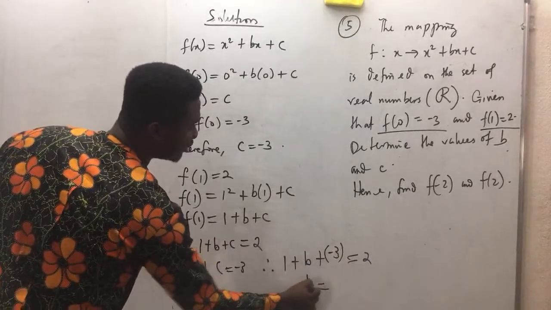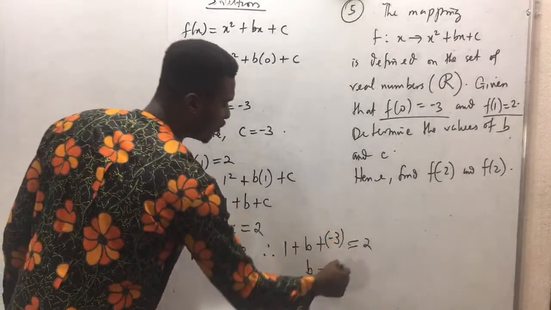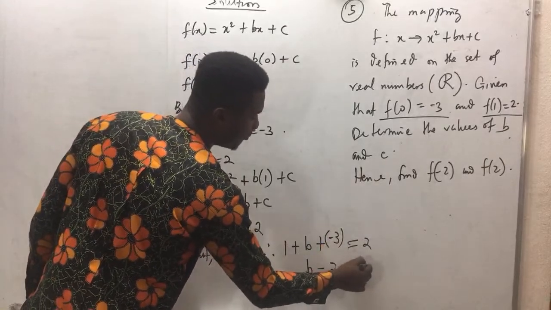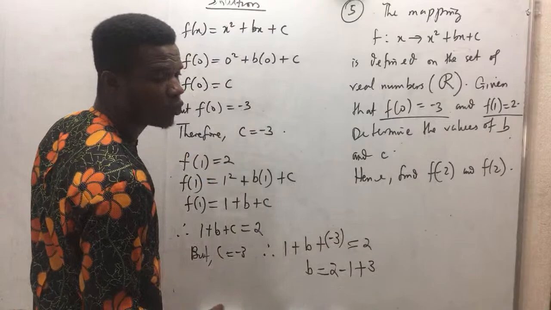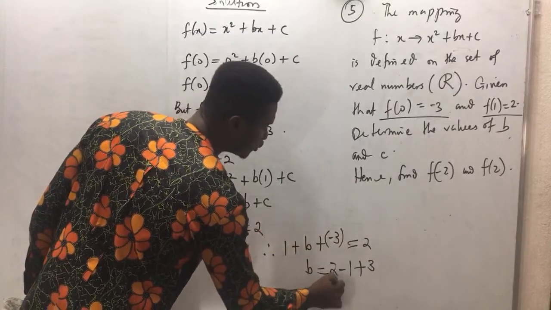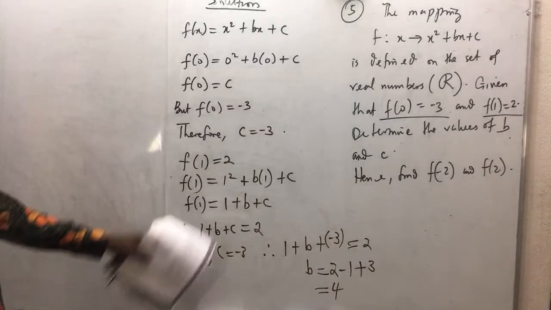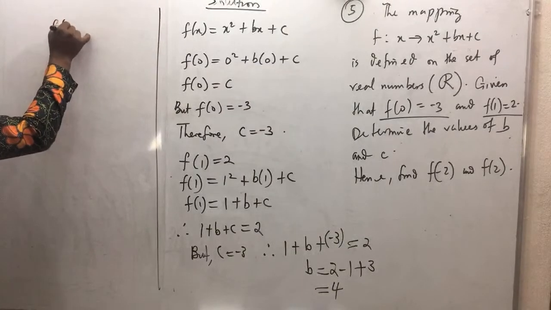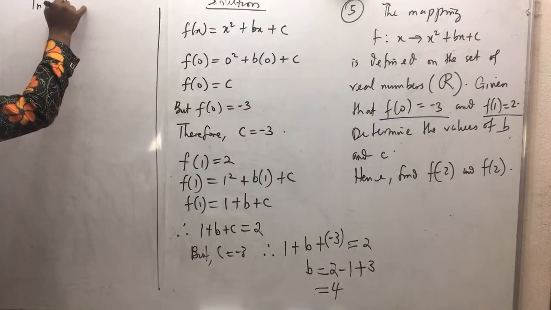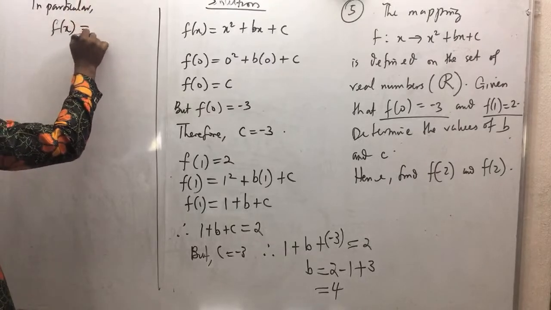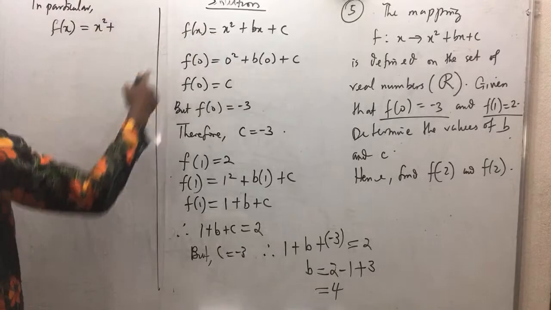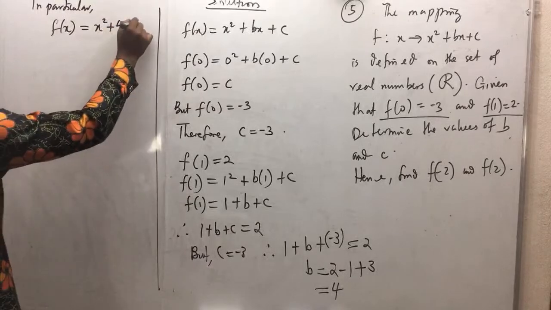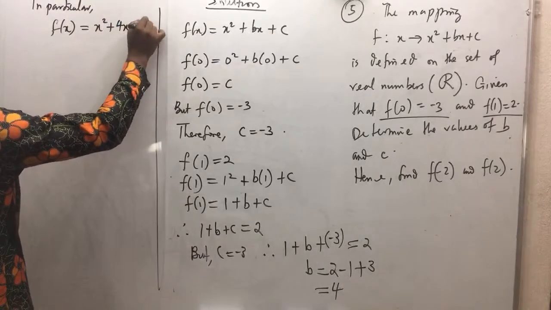So if you make b the subject of formula, 1 goes over to become minus 1, and minus 3 goes over to become plus 3. So 2 minus 1 is 1, 1 plus 3 is 4. So it means that b is 4 and c is minus 3. Now, once you have obtained that, you will rewrite that function. You can now say in particular, f of x is now equal to x squared plus what we now know b to be. B is 4, so I'm going to put 4x plus c, and c is what? Minus 3. So I'm going to put minus 3 here.